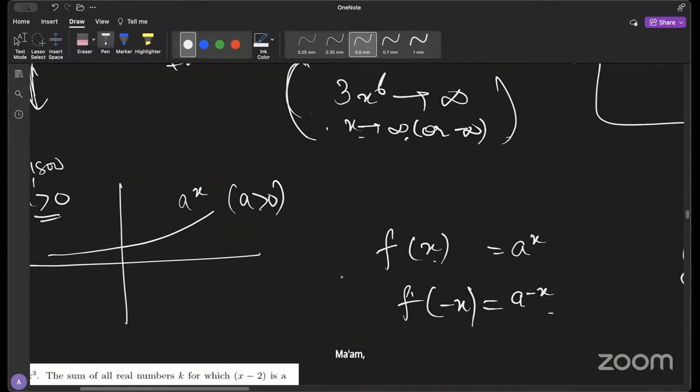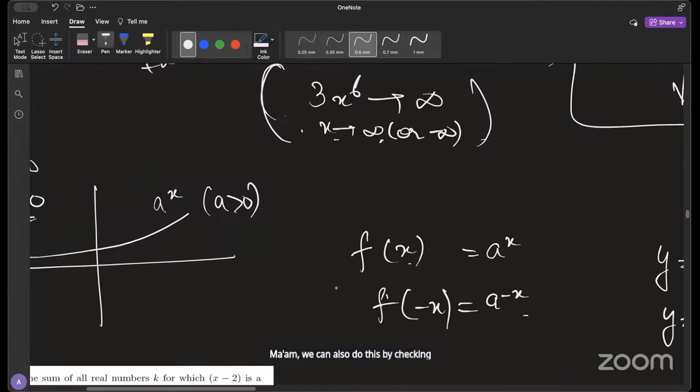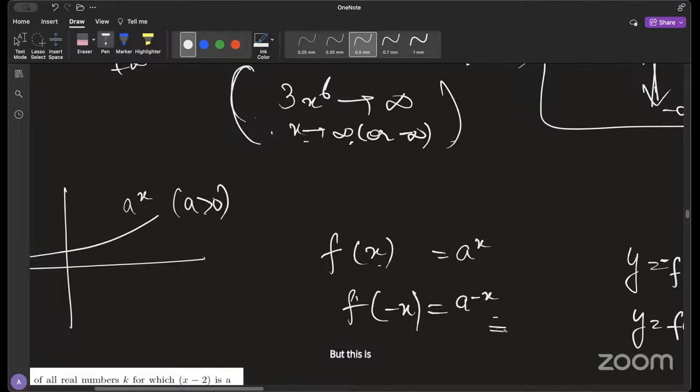Ma'am, we can also do this by checking some values, like 0, 1. Yes, we can do that. You can take values, but this is a short thing that is true. When you do values, you're not dealing with complicated things. So you can absolutely do it by plugging in values. But sometimes plugging in values is not sufficient.